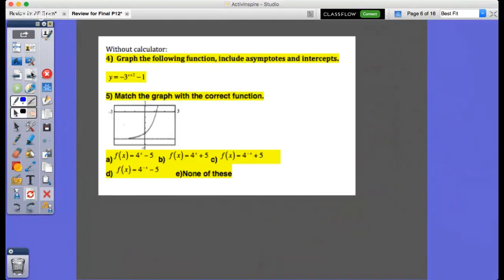Let's do number 5. Is that cool? Yeah. So this would be 4 to the x minus 5. 4 to the negative x minus 5 is on B. 4 to the x plus 5. And 4 to the negative x plus 5. These are equal signs right here.